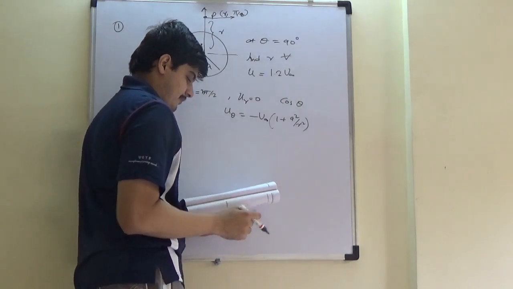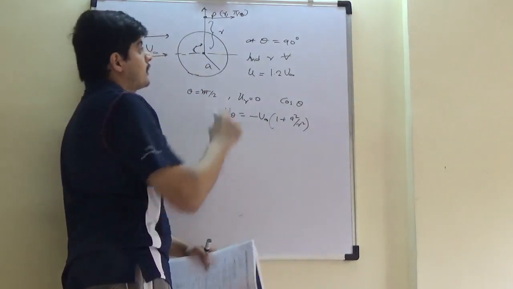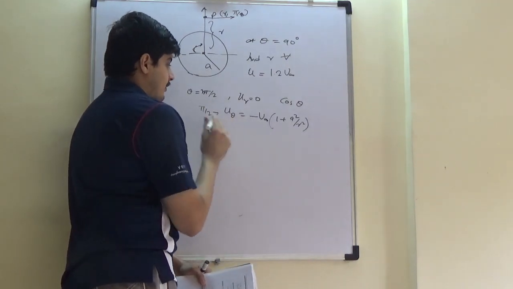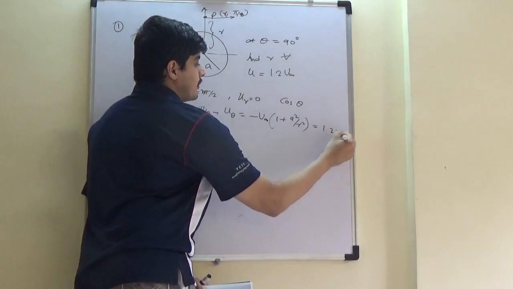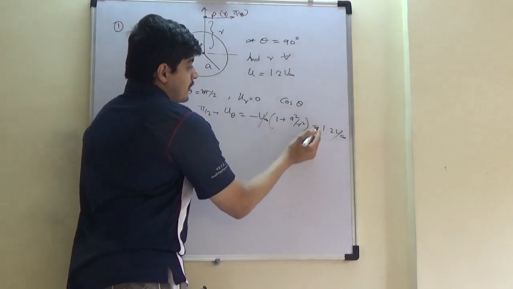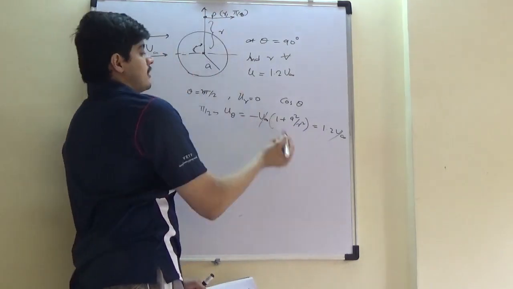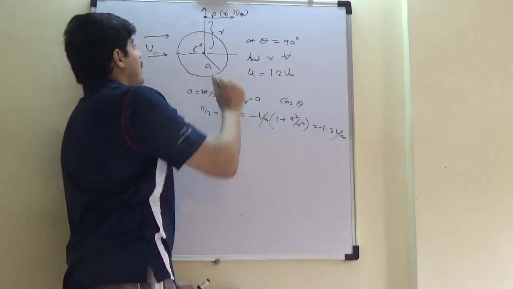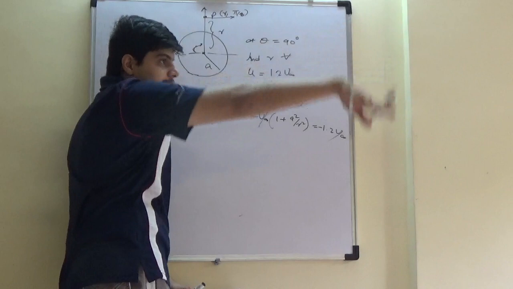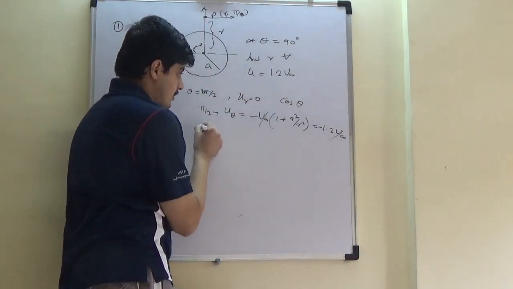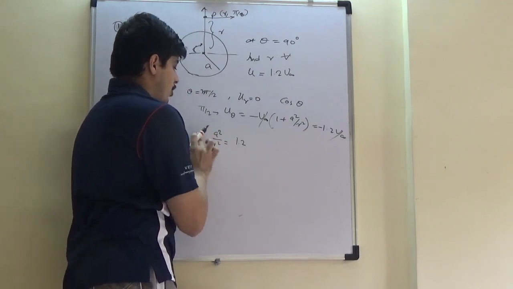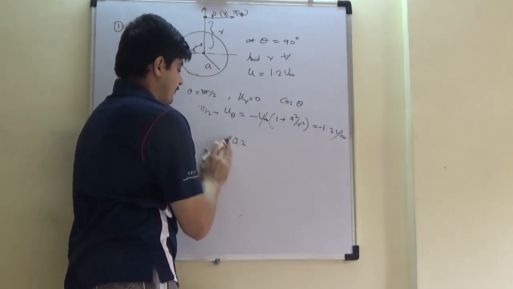Correct? The sin theta component, but theta is pi by 2, so at pi by 2 this is the velocity and this is 1.2 U infinity, right? Now the negative direction signifies that it is in the direction of x, because x and r are positive. So you are looking at it this way, which means 1 plus a square upon r square is 1.2, or a square upon r square is 0.2.